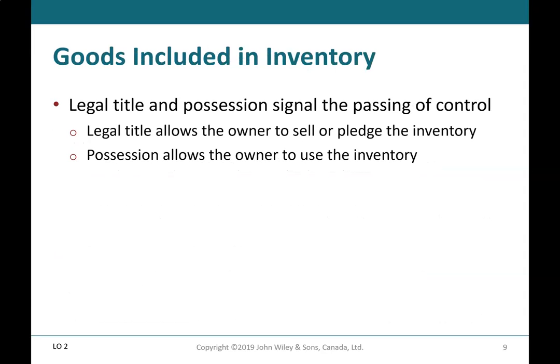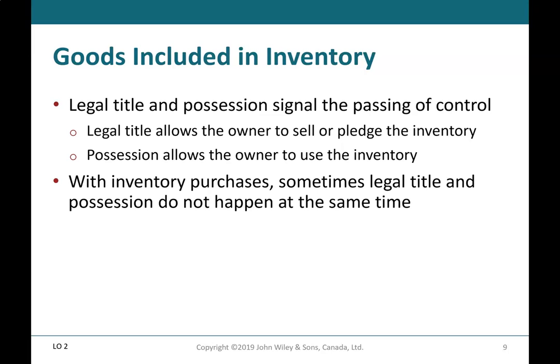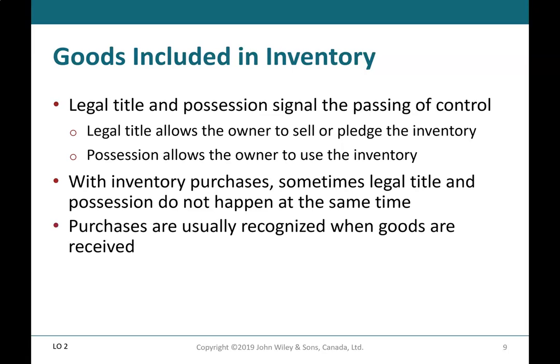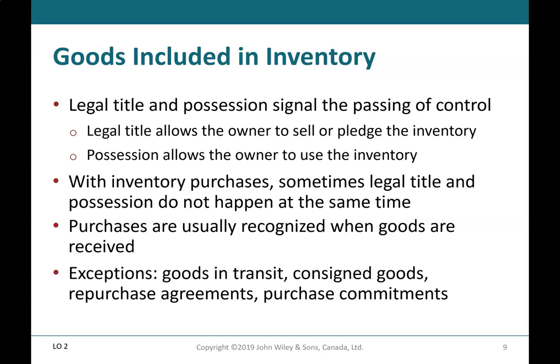Goods included in inventory. Legal title and possession signal the passing of control. Legal title allows the owner to sell or pledge the inventory. Possession allows the owner to use the inventory. With inventory purchases, sometimes legal title and possession do not happen at the same time. Purchases are usually recognized when goods are received. Exceptions: goods in transit, consigned goods, repurchase agreements, and purchase commitments.